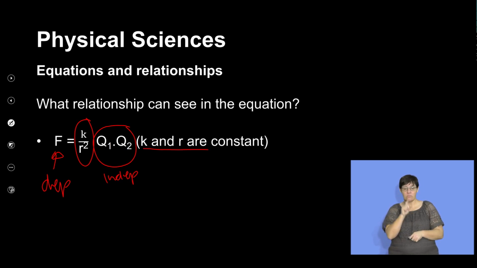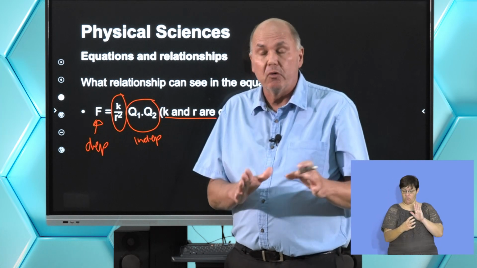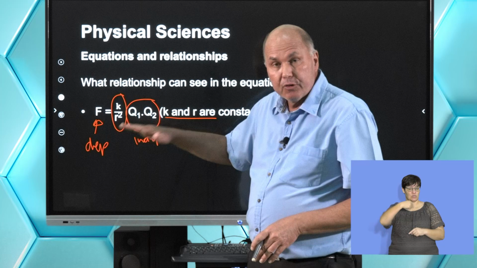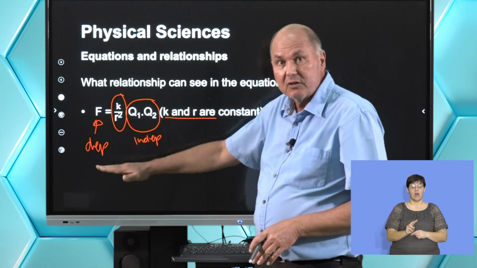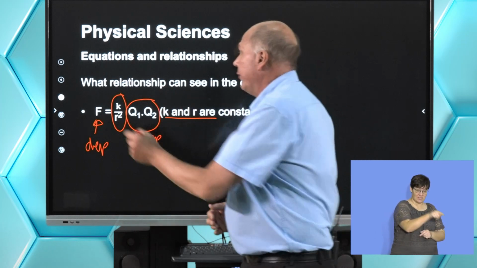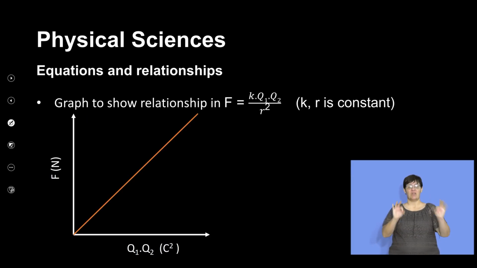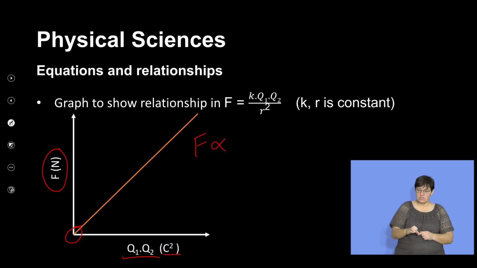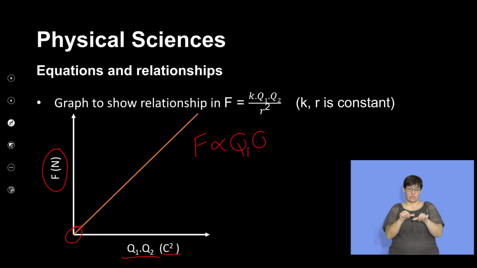So what do you predict? Well, if we draw a graph of Q1 times Q2 and put the values of that on the horizontal axis and put the vertical axis as the force, then what are we going to get? Well, you've got it. It's a straight line. The force in newtons, Q1 times Q2 in coulombs squared, a straight line that passes through the origin. We can say that force is directly proportional to Q1 Q2.